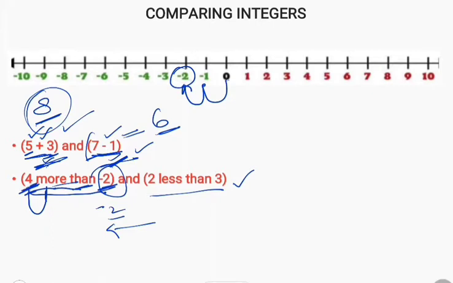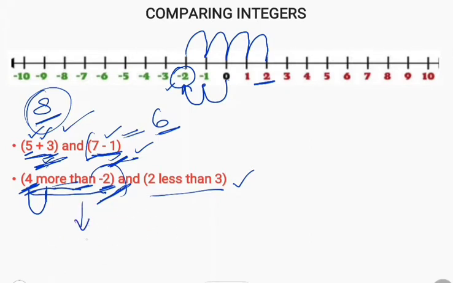Since no sign is there, it means positive. For positive, we'll move in the right direction. So we are over here at minus 2, and we'll move 4 more steps. 1, 2, 3, 4. So we reach till 2. This means the result of 4 more than minus 2 gives 2 as the answer.